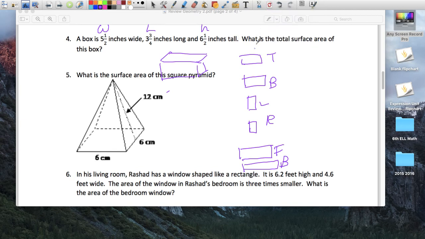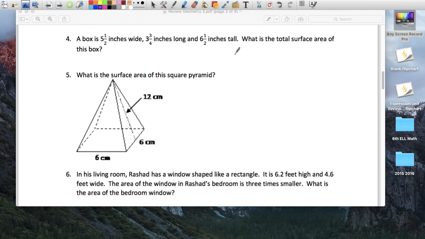Or now that you know that, we can simply do this: 2 LH plus 2 LW plus 2 WH. So LH, length and height. Ooh, I made a mistake here. LH represents the front. LW represents the top. WH represents left and right.